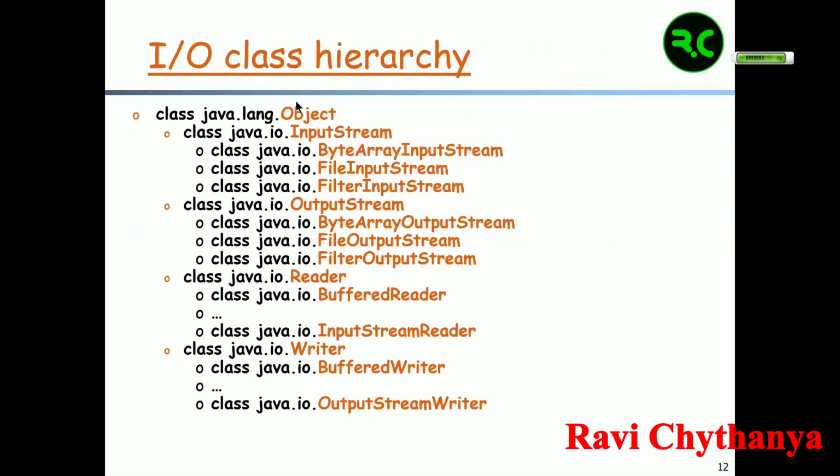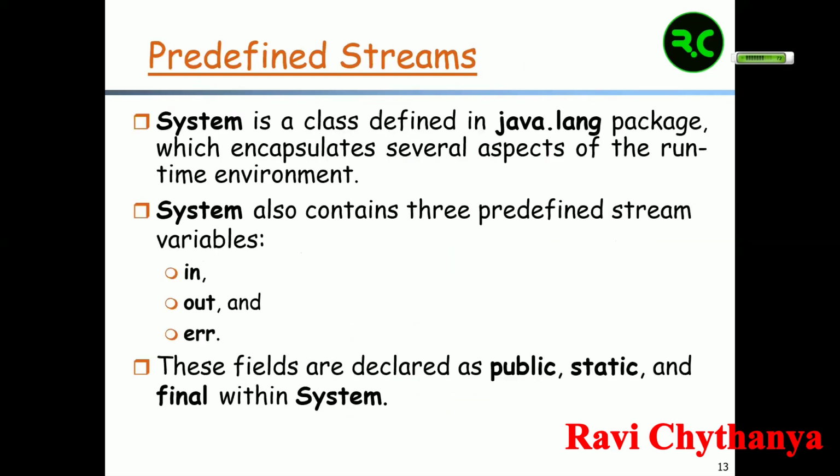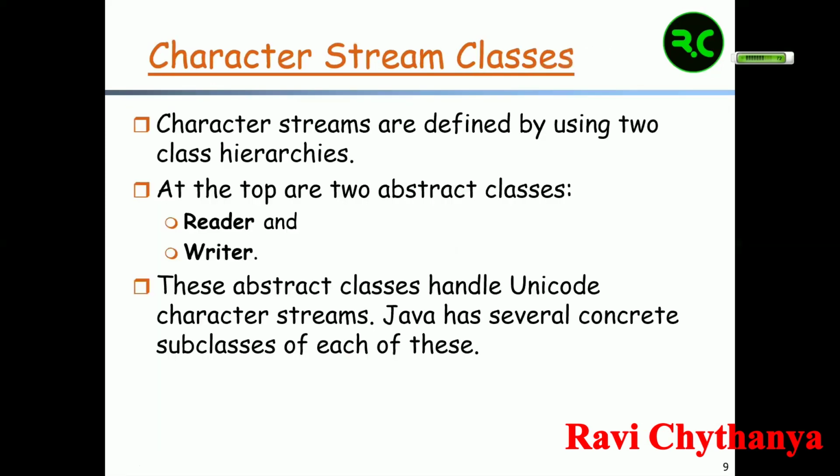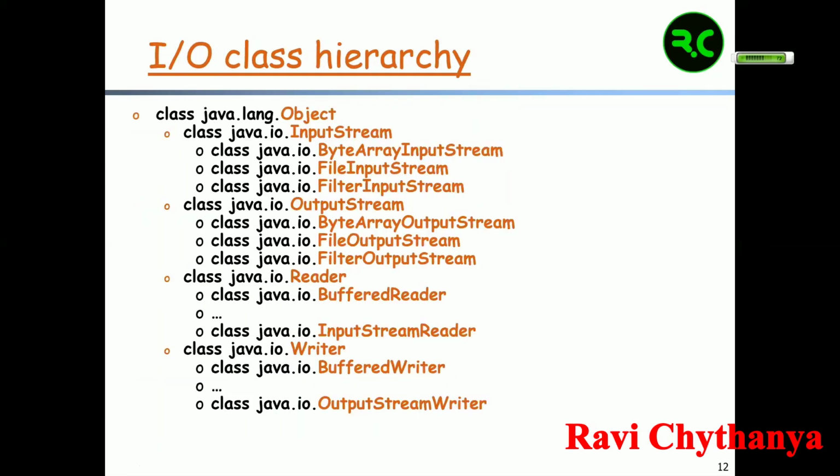The IO class hierarchy is nothing but the Object class, java.lang.Object, which is the superclass for all the IO classes, as usually the object is the base class for every class. Here we are going to have InputStream and OutputStream, Reader and Writer, and beneath the InputStream we are going to have whatever we have seen earlier in the tables. That comes under this InputStream. This is the hierarchical order for our IO stream classes.